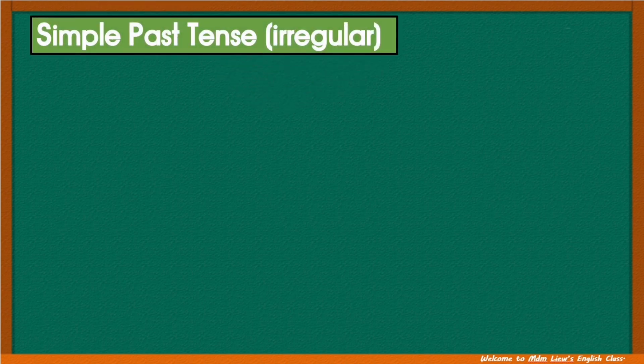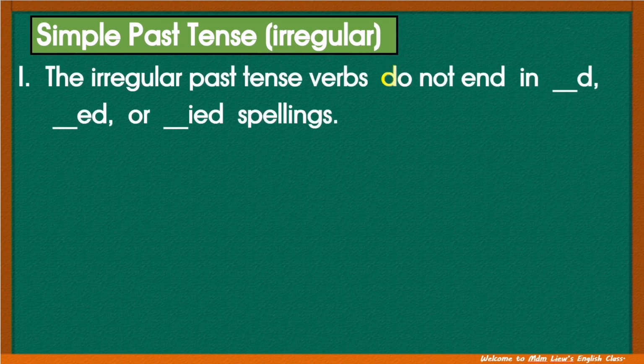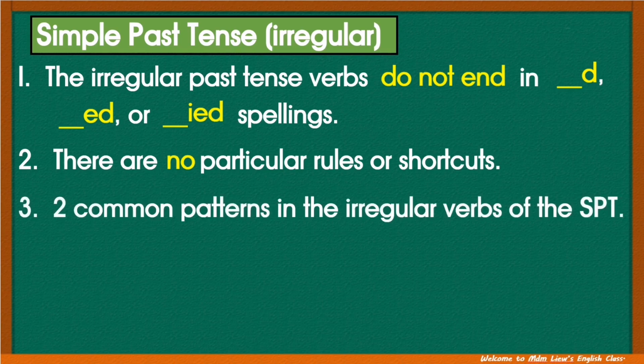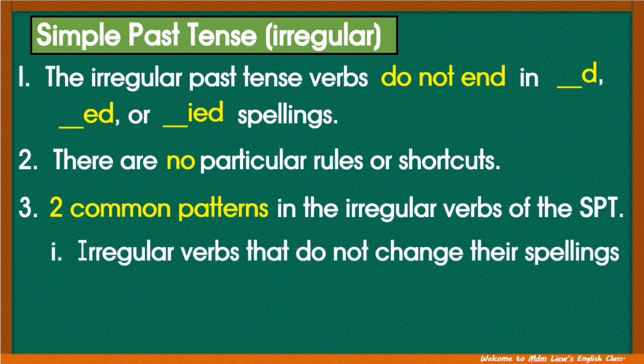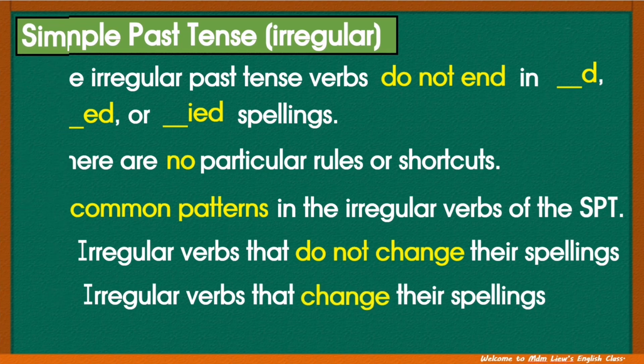Now, let's learn about the irregular verbs in the simple past tense. Number 1. The irregular past tense verbs do not end in d, ed, or ied spellings. Number 2. There are no particular rules or shortcuts as in the regular form. Number 3. There are two common patterns in the irregular verbs of the simple past tense.